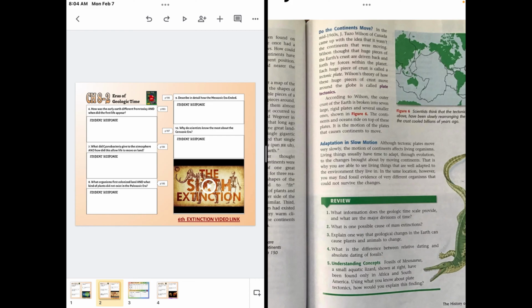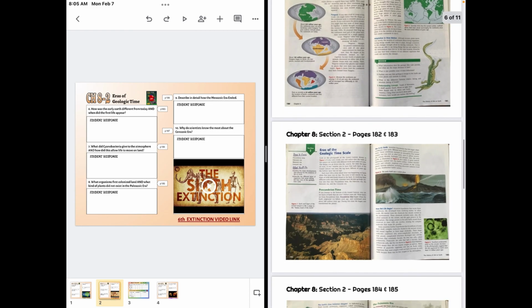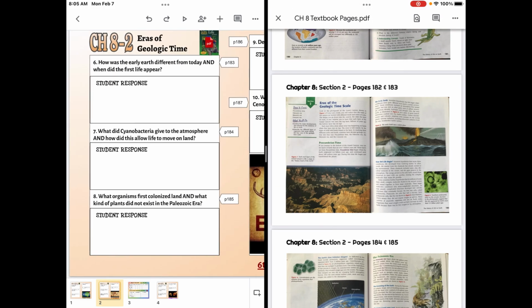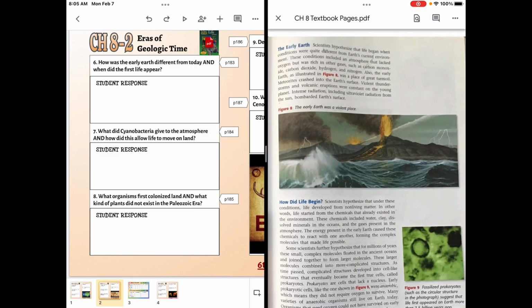So that's slide 1. Slide 2 is actually going to be on Wednesday because we're going to do a little lab on Tuesday. So slide 2 talks about the ancient Earth. So here's the early Earth. And if you look at this picture and then read the paragraph, you'll see how it was different. And the first life, when did it appear? That number in the book is a little off.